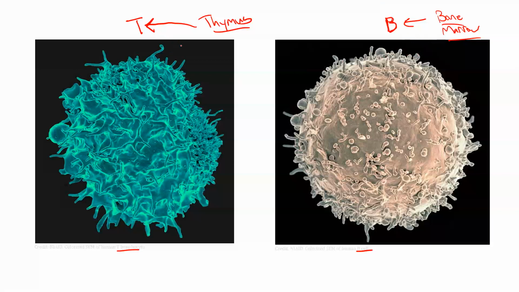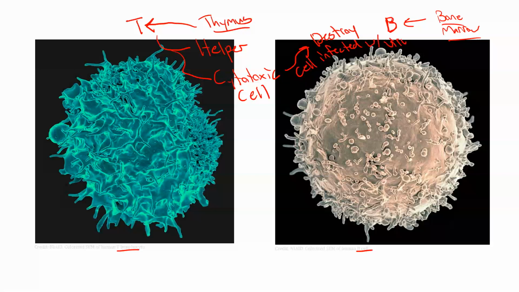So the T cells can either be what's known as a helper cell, or they could be what's known as a cytotoxic cell. The jobs of these two are the following. A cytotoxic cell would destroy a cell that's infected with a virus, most oftentimes. Any cell that's infected with a pathogen, most likely a virus, would be detected and destroyed by a cytotoxic T cell. A helper T cell's main job is to help activate a B cell.